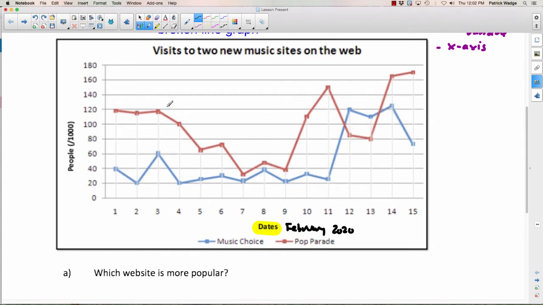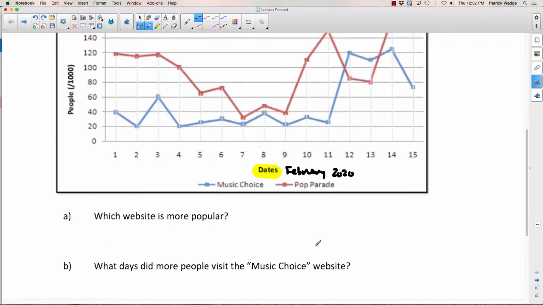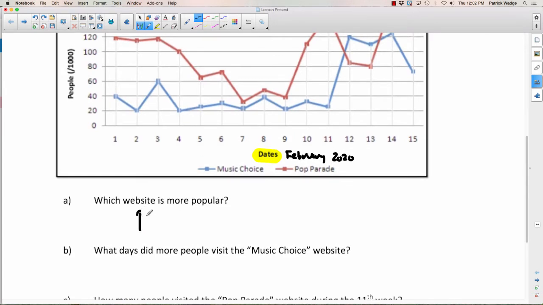Almost every single month, the red one has more visits. Not every month, but most of them. The red one's got to be more popular, and that is Pop Parade. So, Pop Parade is more popular overall.